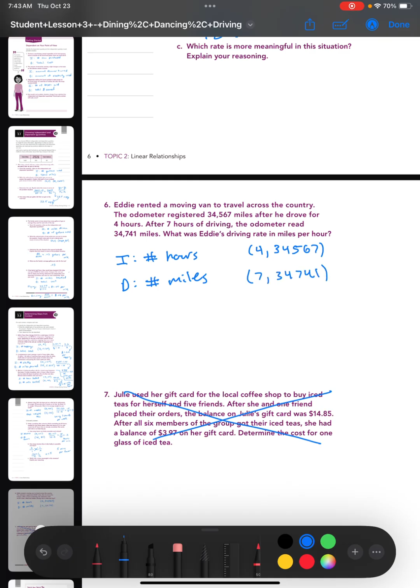So again, y2 minus y1 over x2 minus x1. And if we simplify that, we're going to get 174 over 3, which divides to be 58. So Eddie is driving 58 miles per hour.